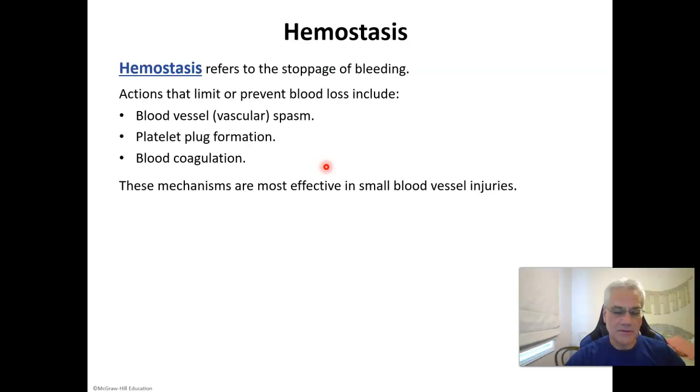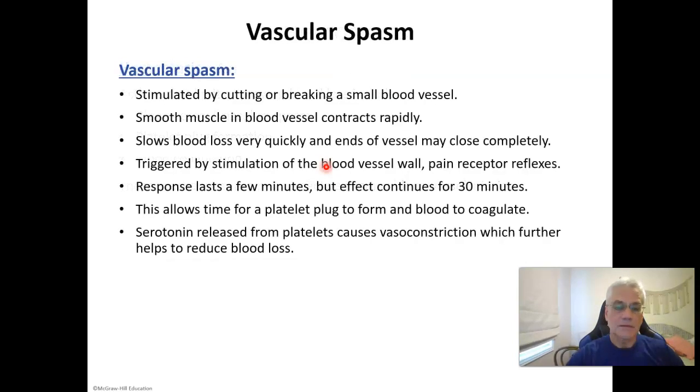Three factors here. We've already gone through vascular spasm, right? That's stimulated by cutting and breaking the vessel. Smooth muscle contraction helps to reduce the amount of blood loss through that tube, right? You're just taking a tube and squeezing it down like you would with a garden hose. You're just trying to get less stuff out of it. It's not a perfect system, but it's a good start.